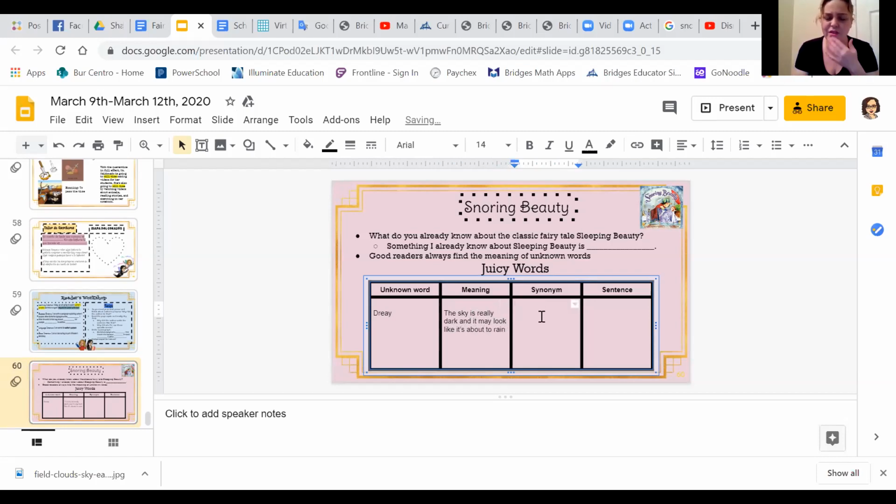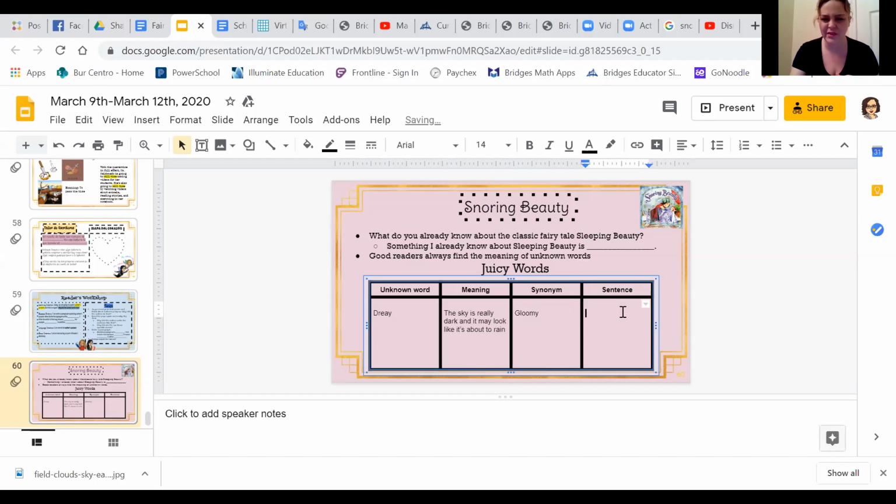And as soon as I said dreary, the word gloomy came to mind. So I'm wondering if that's a synonym. Remember, a synonym is another word for a word, right? Kind of like when we say juicy words, really what I mean is synonyms. Like instead of saying the word angry, we've said the word livid. Instead of saying the word sad, we've said the word melancholy. So I'm gonna add for synonyms that gloomy might be a really good synonym for dreary.